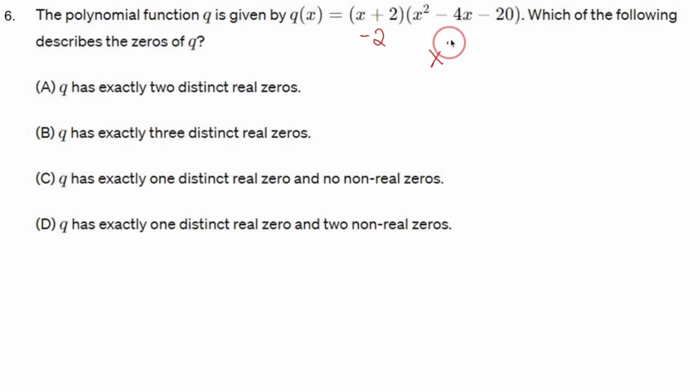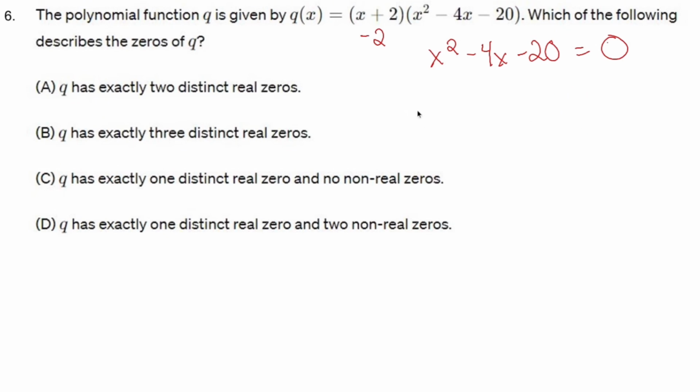If I were to set x squared minus 4x minus 20 equal to 0, I'd have to factor that out. So two numbers that add up to -4 and multiply out to -20 are, wait a minute. There are no two numbers that multiply out to -20 and add up to -4. I can't factor this. Well, that's very frustrating.